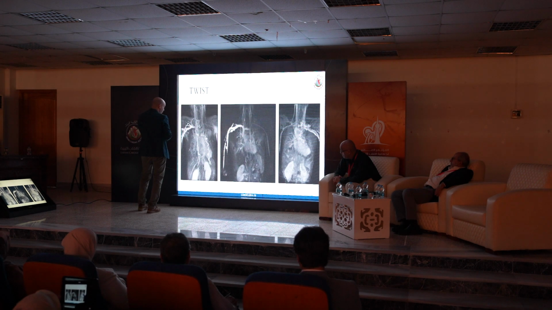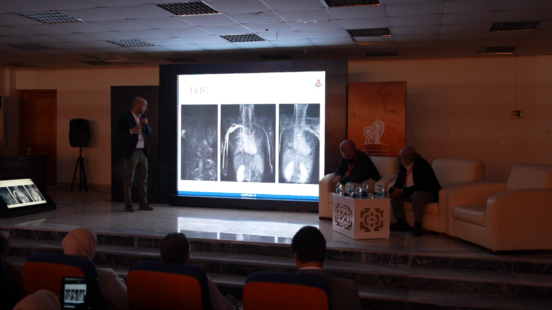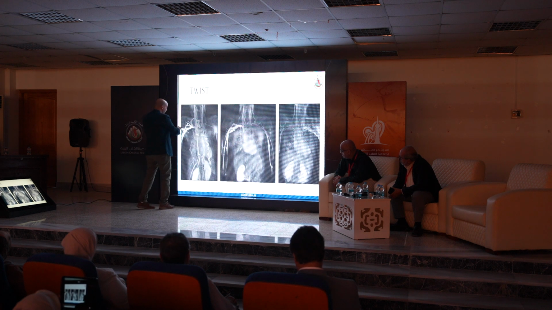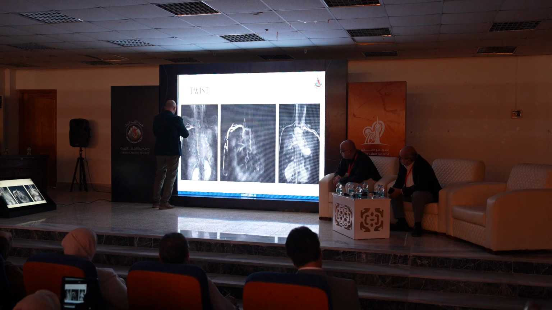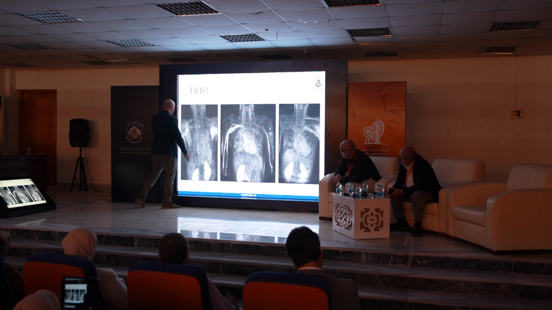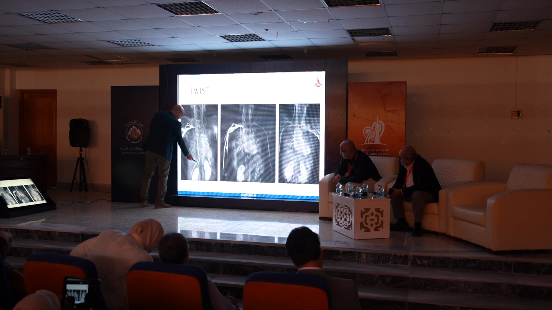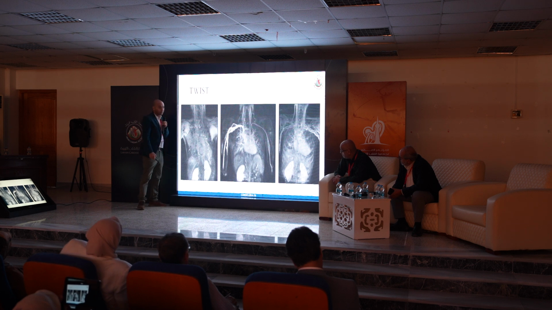There is a special sequence. We can follow the contrast against time. We inject contrast at the right brachial vein. It should go to the superior vena cava, then to the pulmonary arteries. In cases of venovenous collaterals, some of this contrast will escape to the inferior vena cava via these collaterals.